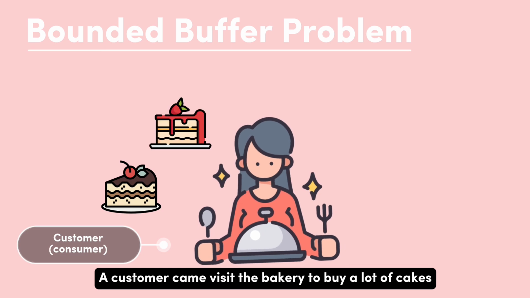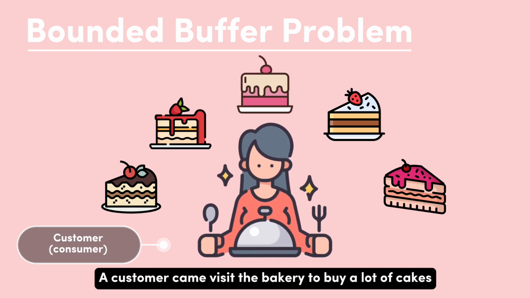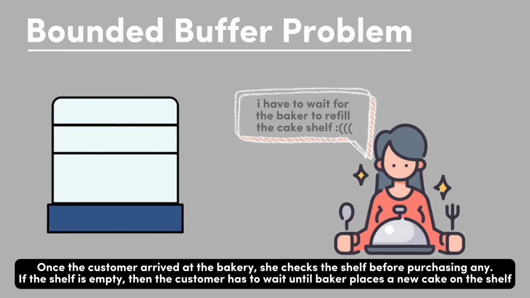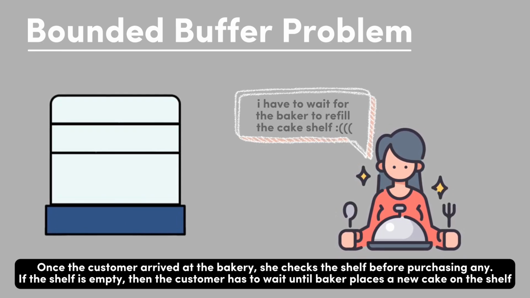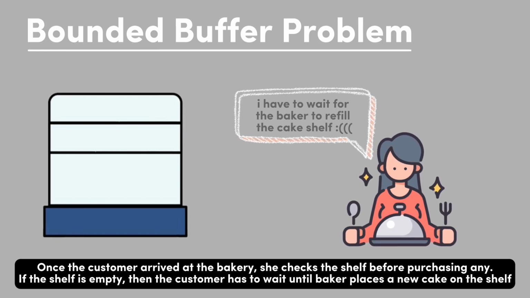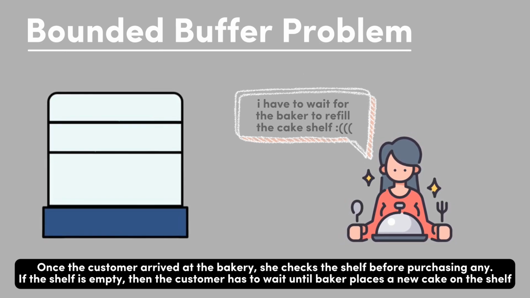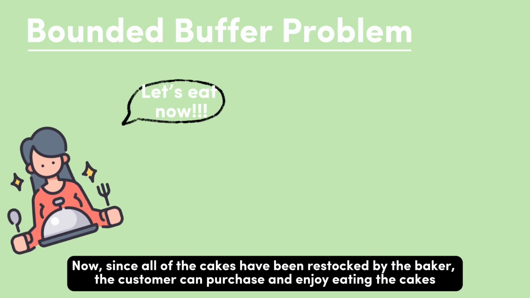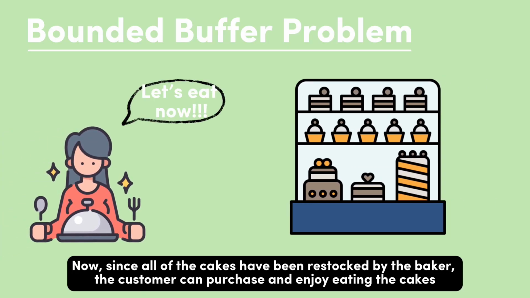A customer came to visit the bakery to buy a lot of cakes. Once the customer arrived at the bakery, she checks the shelf before purchasing any. If the shelf is empty, then the customer has to wait until the baker places a new cake on the shelf. Now, since all of the cakes have been restocked by the baker, the customer can purchase and enjoy eating the cakes.